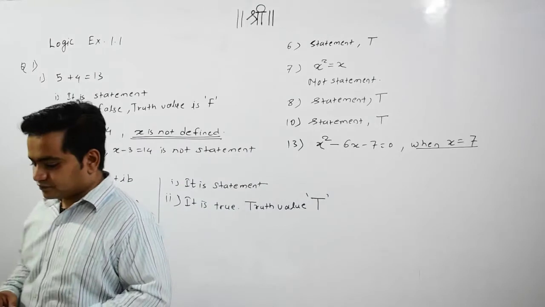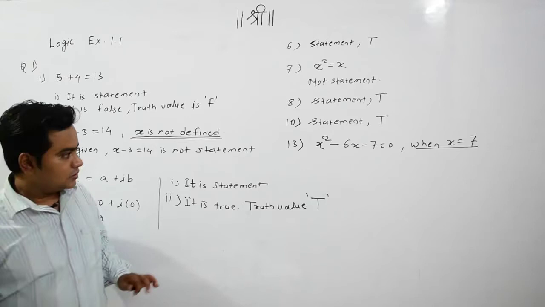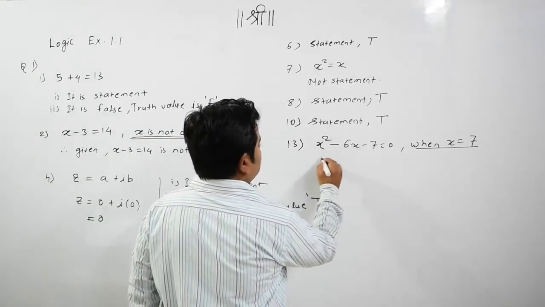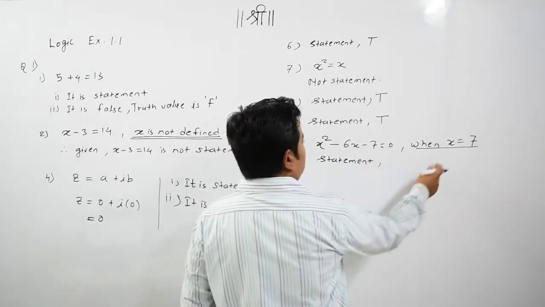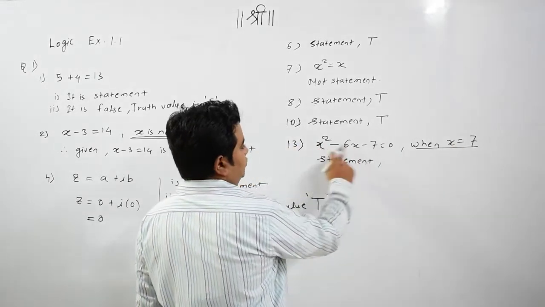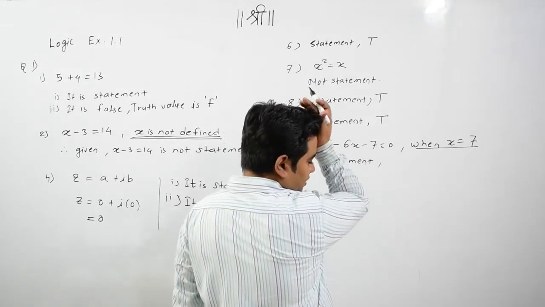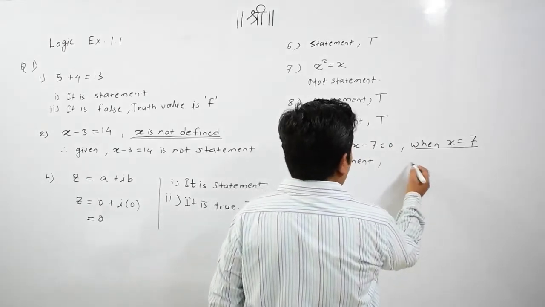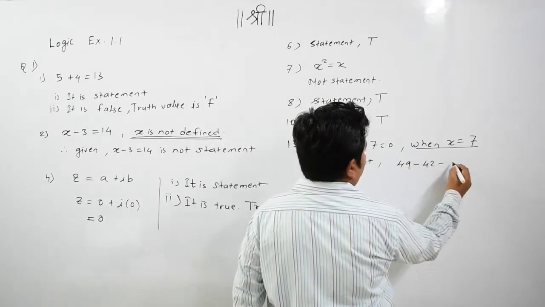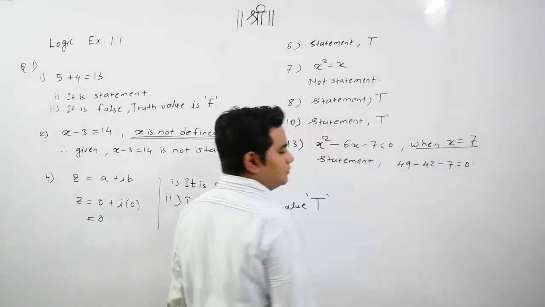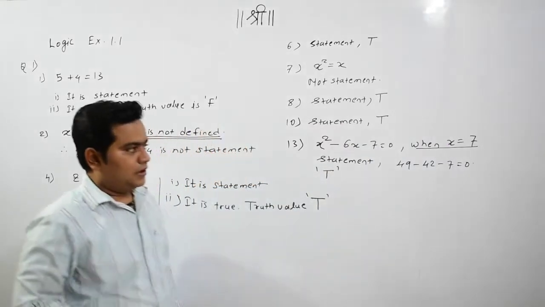Now next part, what is that? The sum of the cube root of unity is 0. Alright, let's complete this first. Okay, so this is a statement. That is for sure. Now if you put x equal to 7 over here, x square is nothing but 49. 49 minus 42 minus 7, which is equal to 0. Common sense. And that's how this is true. Okay, its truth value is T.